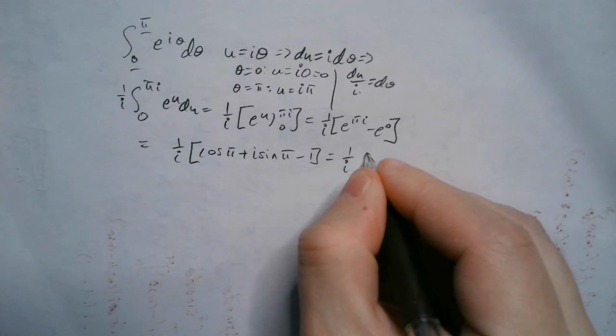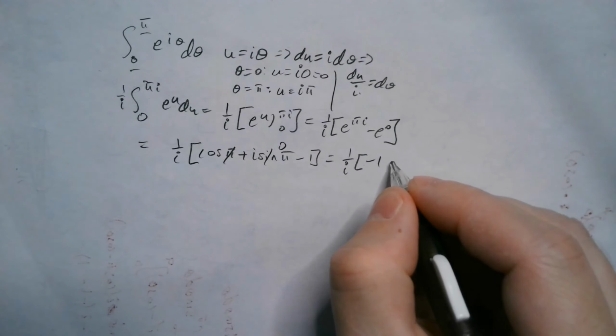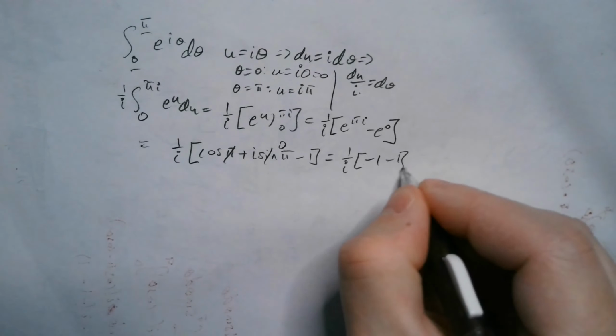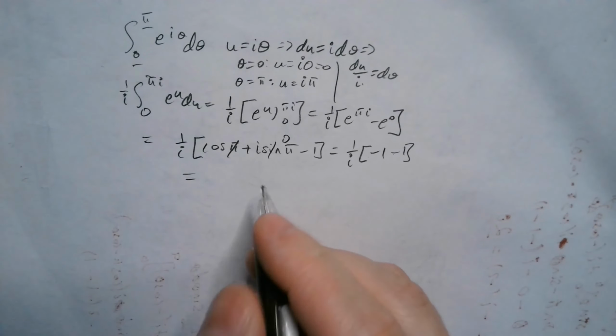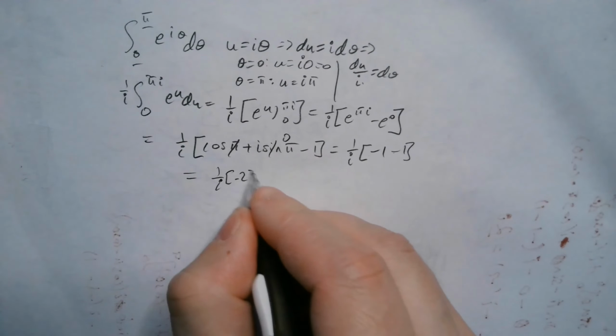So 1 over i. Okay, now this part, that's negative 1. This part, that's 0. So 0 and then negative 1 is left over. So it looks just like this. So then you have here 1 over i, and times negative 2.